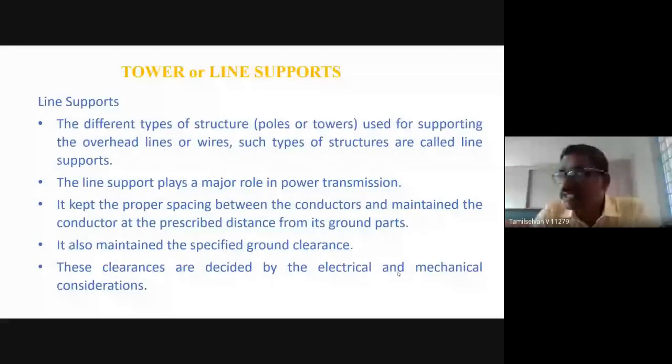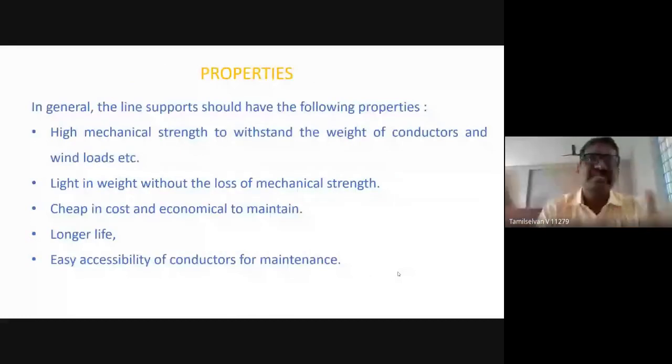In the previous session, we have seen what the sag is, what the ground clearance is, and about the tension, all those things. Those things are applied while erecting the towers. So when designing a structure or the tower, what properties should it have? The line support should have high mechanical strength to withstand the weight of the conductor and the wind loads. Because the tension will be there, and that tension has to be carried by the towers only.